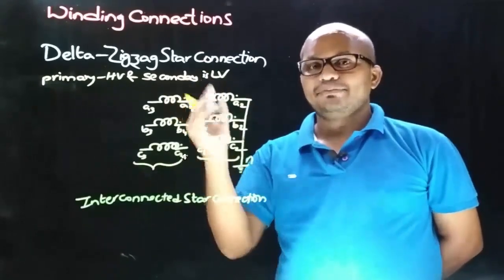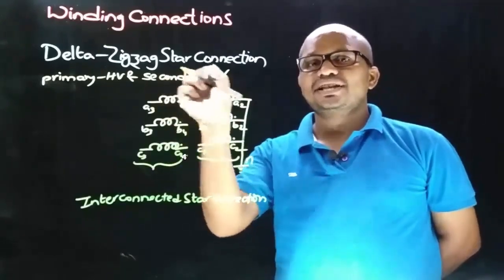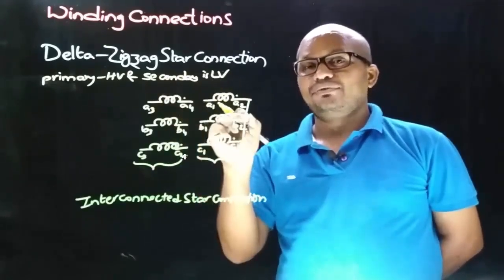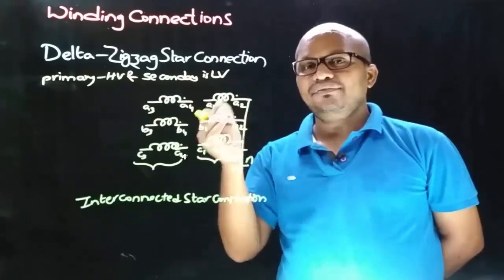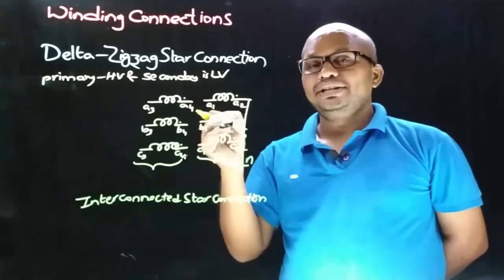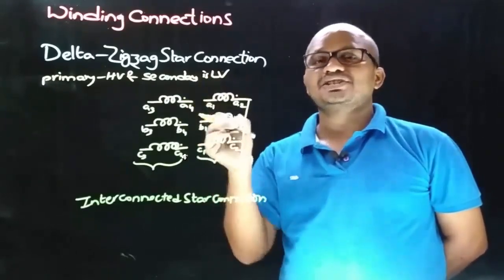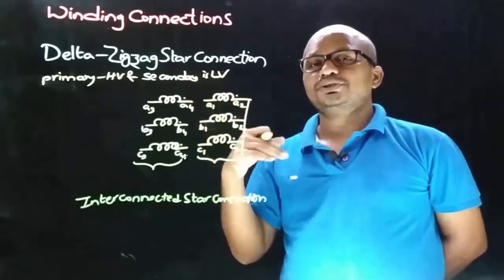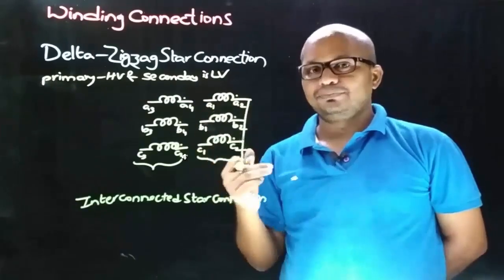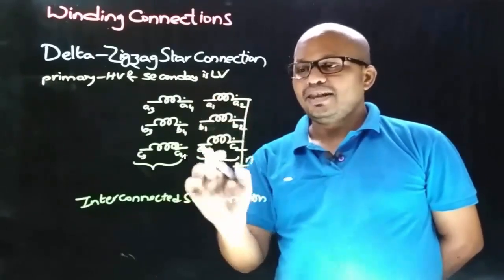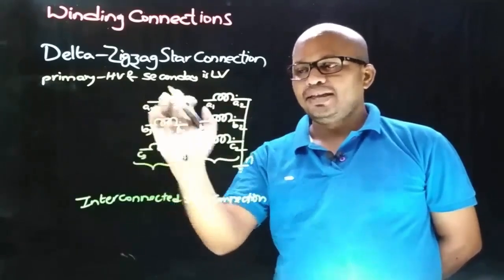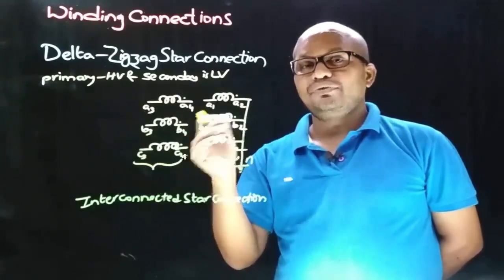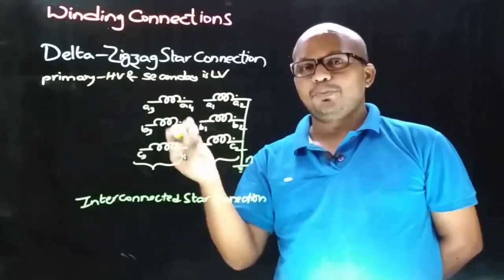And why it is zigzag: in each phase of zigzag star connection, it consists of two different phases which are connected in phase opposition. And the two windings in each phase are connected in phase opposition to reduce the triplen harmonics to 0. So to obtain zigzag connection, let's connect this half portion of LV winding with this half portion of LV winding such that the two different phases are connected in phase opposition.